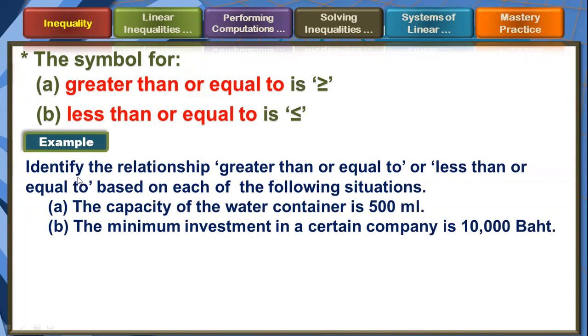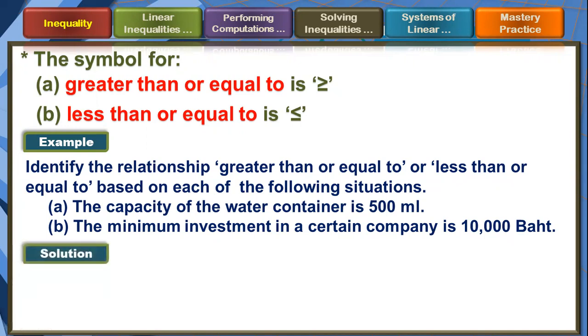For example, you were asked to identify the relationship. You have to say greater than or equal to, or less than or equal to, based on each of the following situations. A, the capacity of the water container is 500 milliliters. That means this is the full amount that it can contain. B, the minimum investment in a certain company is 10,000 baht. So you can only join the company if you have 10,000 baht.